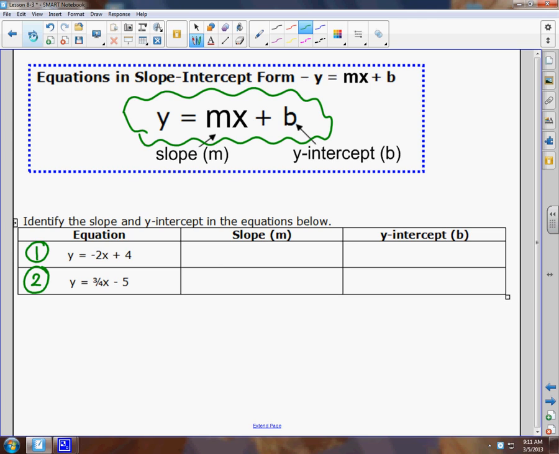Okay, so if you look in this one, my slope is always next to my x. They go together, slope times x. So when I look here, I'm going to see, oh, my slope is -2 because it's right next to the x. The b, or the y-intercept, is 4. And then here, my slope is 3/4. And my y-intercept is -5, because I can't forget that negative sign. It goes with the 5.